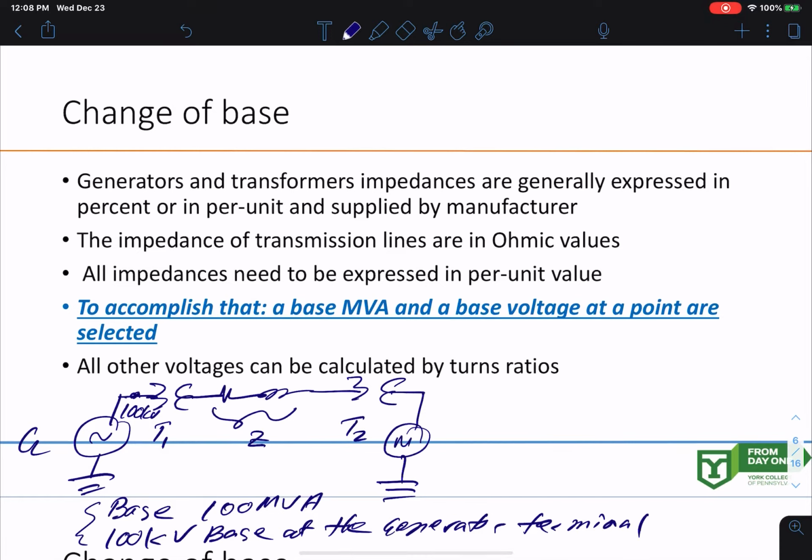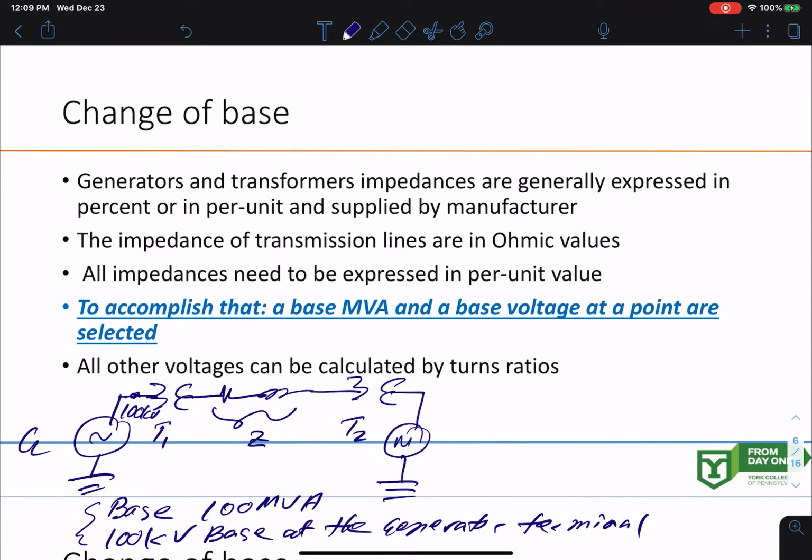Now everything needs to be compared to these two things over here, 100 MVA and 100 kilovolt base at the generator terminal. So now all other equipment, like the motor, two transformers, line impedance, and even the generator itself, needs to be standardized against these two bases. That's why your base needs to change.